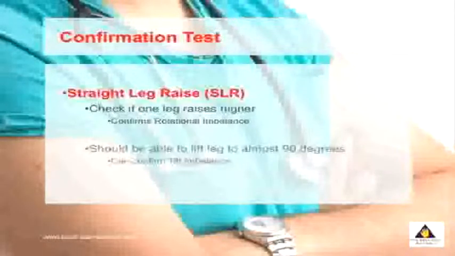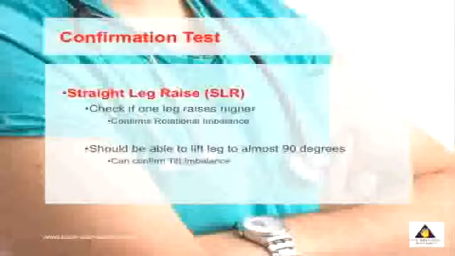Now there are two things that you will note. First, you may find you can lift one leg higher than the other side. Now if this is the case, then again it confirms that you have a rotational imbalance. Secondly, people should be able to lift their leg up to almost 90 degrees. Now if you find that you can't lift your leg up to 90 degrees, and if both your legs are similar, then you may have those tilt type imbalances.